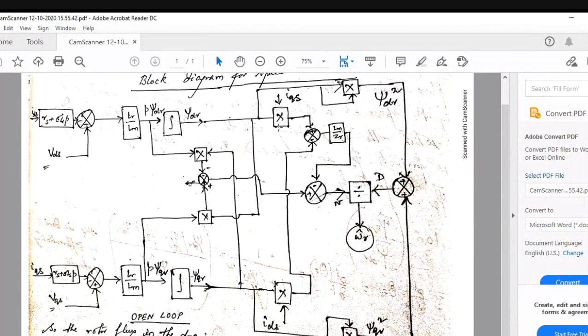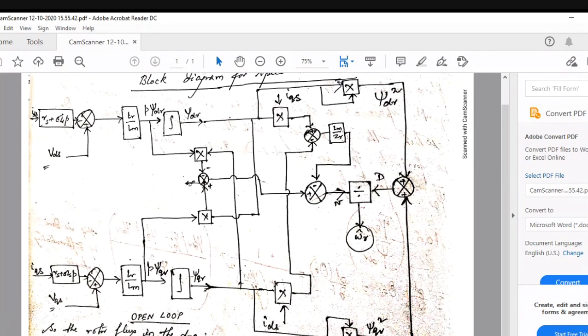This block is a multiplier block. This is also a multiplier block. So phi dr into IQS. IQS you get from where? Here, IQS is your machine terminal variable which you can easily get. Actually, from the machine you can easily get IDS, IQS, VDS, VQS. These are the stator voltages and currents that you can measure by your voltage and current sensors. By using these four variables, you determine the equation of omega r so that you can estimate it. There is no need of a speed encoder.